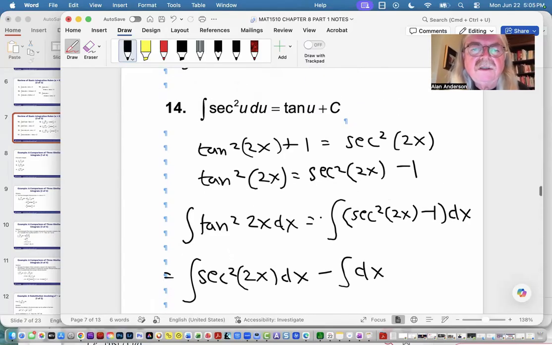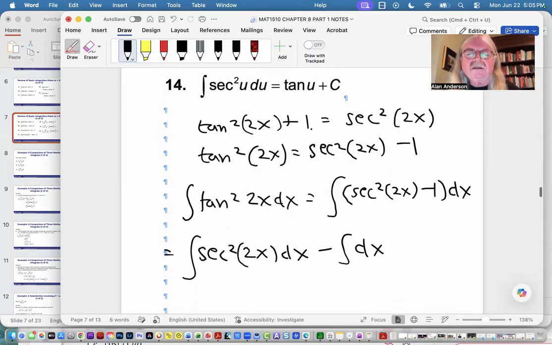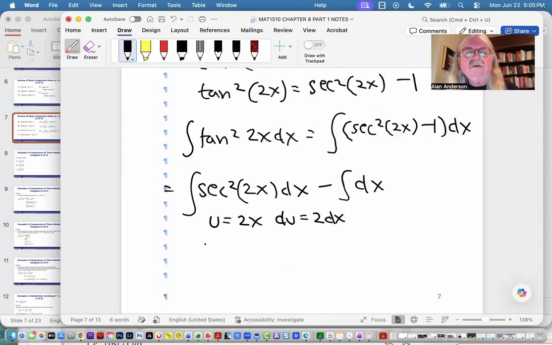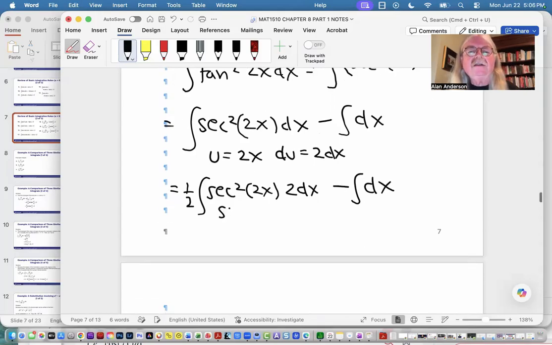Now, of course, you notice how there's a u here. That u would have to be 2x. That means du is 2 dx. We don't have it. We have to supply it. So here's what we'll do. And you can see I haven't changed anything. But guess what? All of a sudden we have secant squared u du, which is what we need.